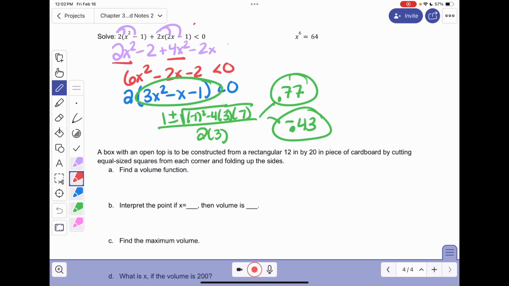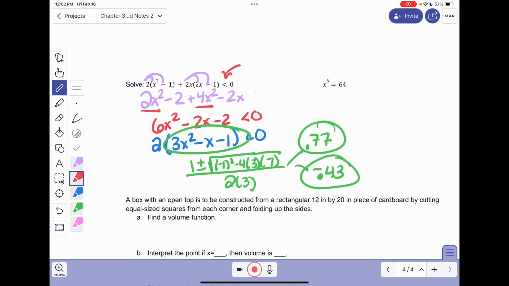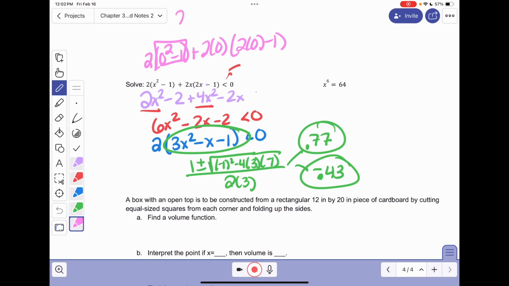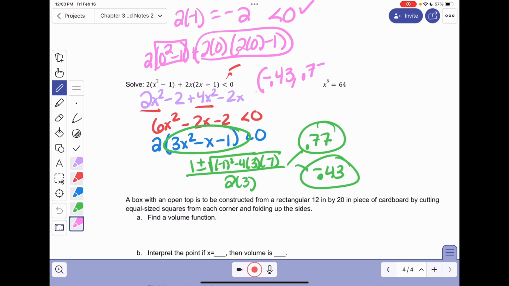And then we have an inequality. So we're going to test a point in between. Easiest point to test is 0 because we have a positive and a negative. So if I plug 0 in for x, this ends up being negative 1. So 2 times negative 1. This is times 0, so we end up getting negative 2. Negative 2 is less than 0, so between those works. So my answer is going to be between negative 0.43 and 0.77.